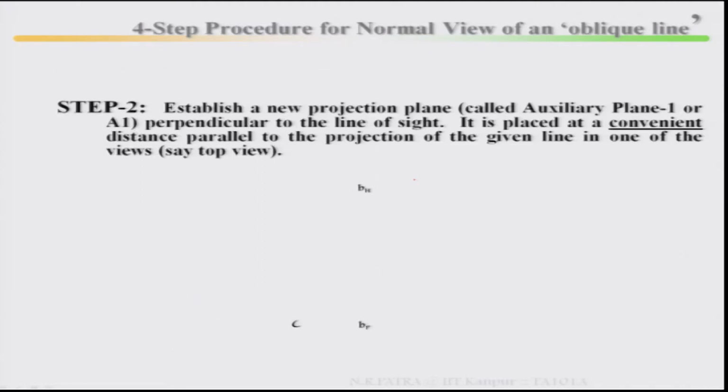Then the second step is to establish a new projection plane, called auxiliary plane 1, perpendicular to the line of sight. So, in this case this is your line of sight, which means the new auxiliary plane will be perpendicular to it. If you look here, this is your line of sight and this is your new projection plane, perpendicular to the line of sight, called auxiliary plane 1.